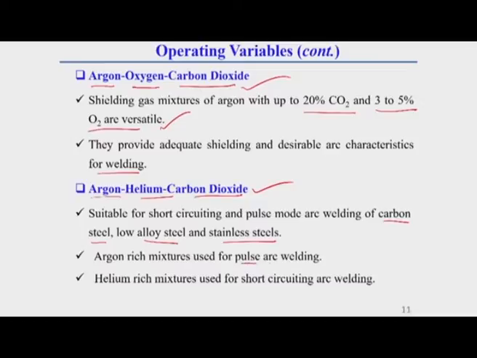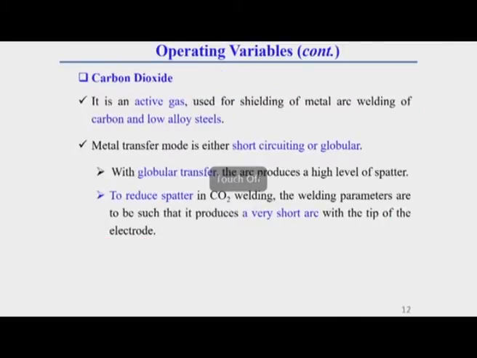For getting this pulse arc type of welding process, an argon rich mixture is preferable, whereas for short circuiting types of metal transfer, a helium rich mixture is generally more preferable. Then carbon dioxide is an active gas, which is also used in this welding process. That is why this welding process is sometimes known as the MAG welding process, that means metal active gas welding process.